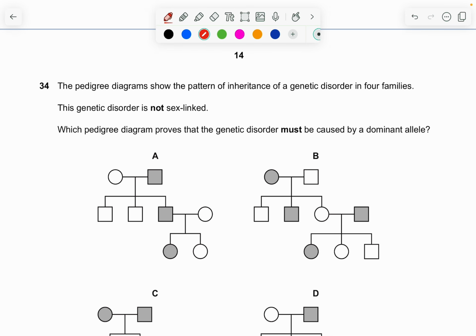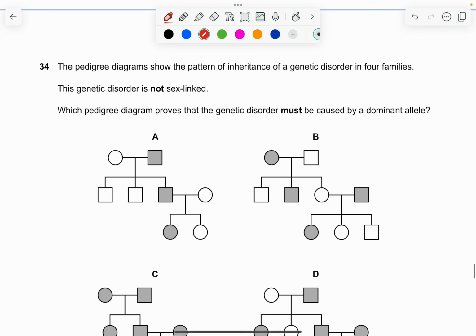Question 34. The pedigree diagram shows the pattern of inheritance of a genetic disorder in 4 families. The genetic disorder is not sex-linked. Which pedigree diagram must prove the genetic disorder must be caused by the dominant allele? Okay, so this question is gonna be a little bit tricky. So we're gonna show you a few things on how you are going to solve this. Okay, so the question has told you that this genetic disorder is not sex-linked.